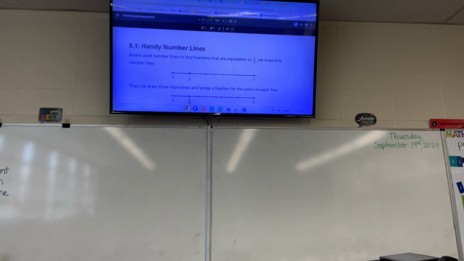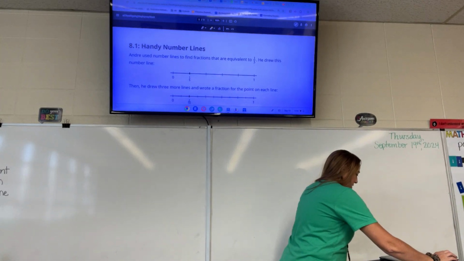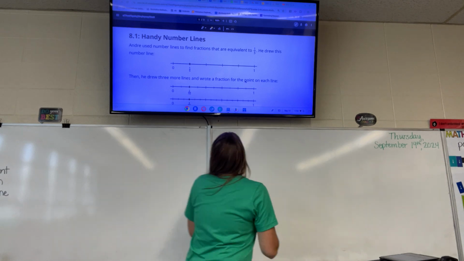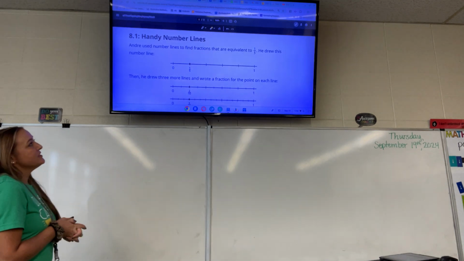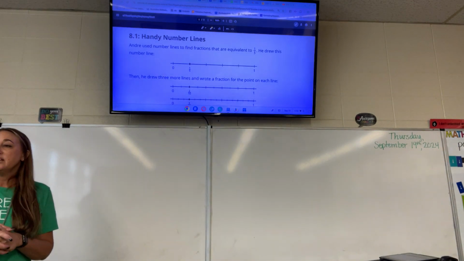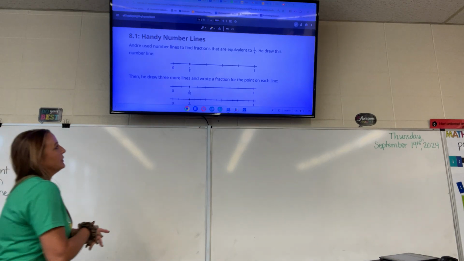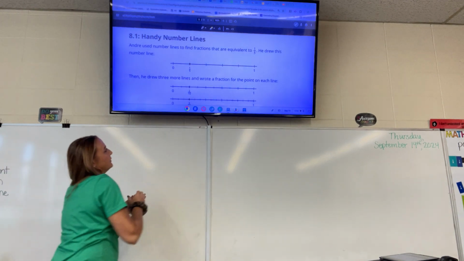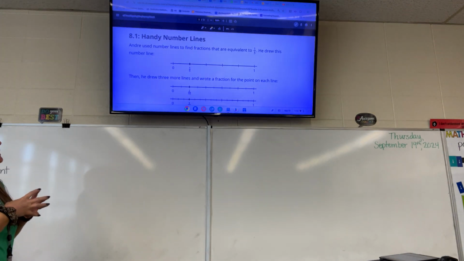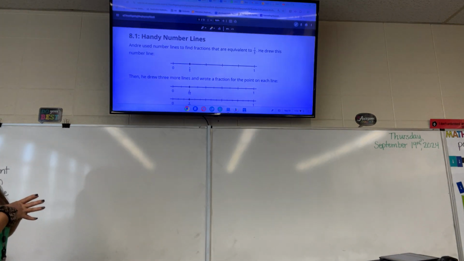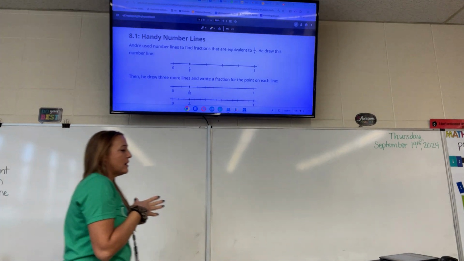Okay. I don't want you to be distracted. Andre used number lines to find fractions that are equivalent to 1/5. He drew this number line. So he drew this one right here. Then he drew 3 more lines and wrote a fraction for the point on each line.